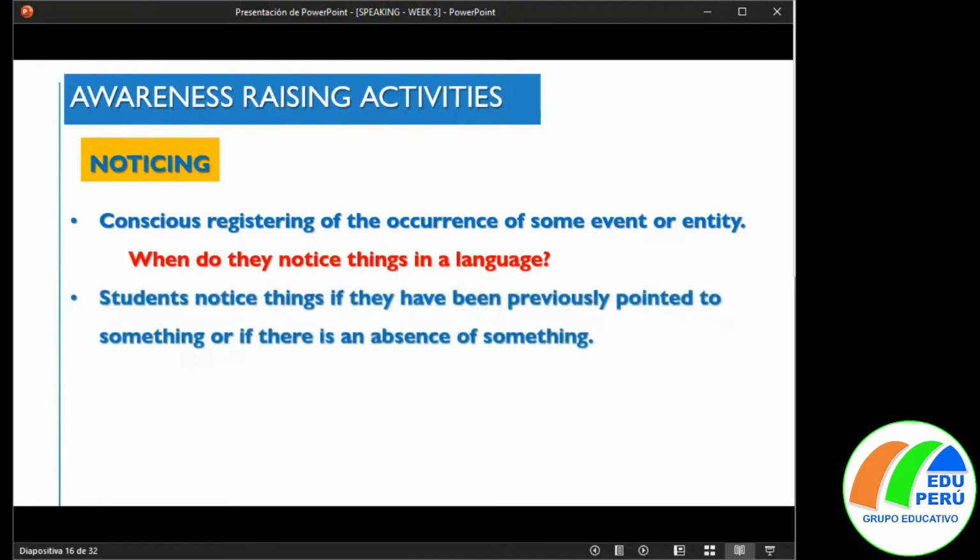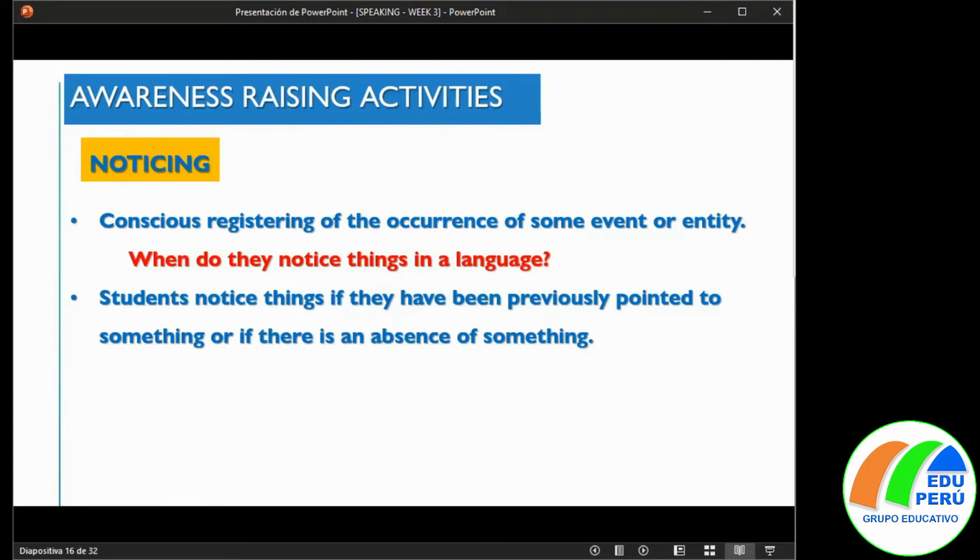For example, students notice things if they have been previously pointed to something or if there is an absence of something. For example, when you present new vocabulary to your students, they are going to notice it, and then maybe in other lessons, or when they have other materials to study, or when they read or listen to something, or when they hear someone talking, they go, oh yes, I remember this word because my teacher taught us last week.